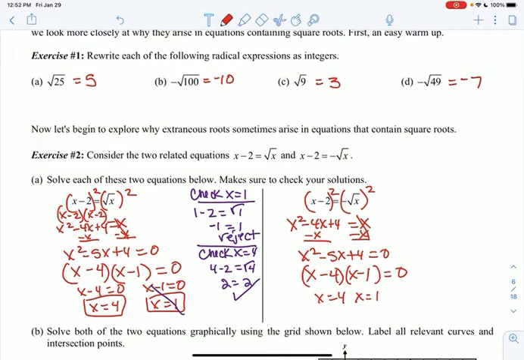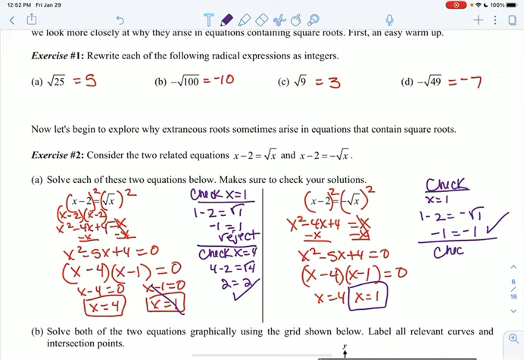But this time, when I check them, we're going to have a difference. So I'm checking x equals 1. 1 minus 2 equals negative square root of 1. Well, 1 minus 2 is negative 1, and negative square root of 1 is negative 1. It works. So this one works. And look what's going to happen when I check for x equals 4. 4 minus 2 equals negative square root of 4. 4 minus 2 is 2, and the negative square root of 4 is negative 2. So I need to reject that answer because that one does not work.